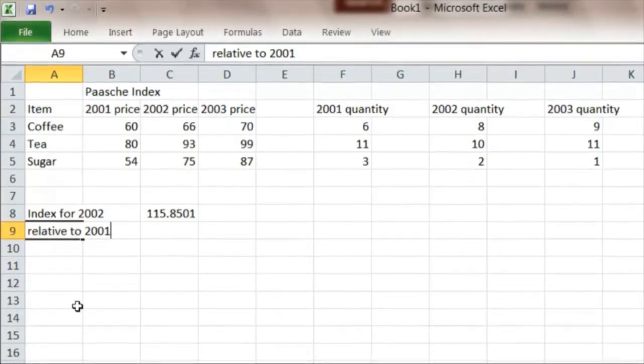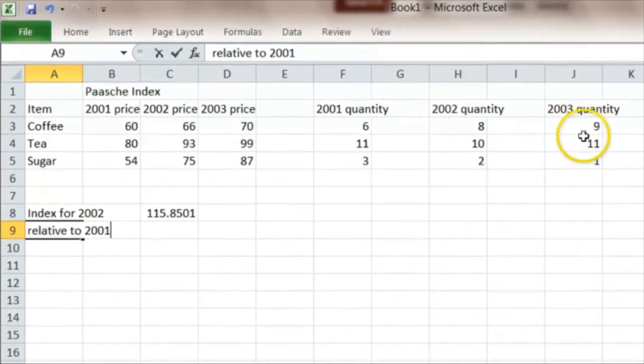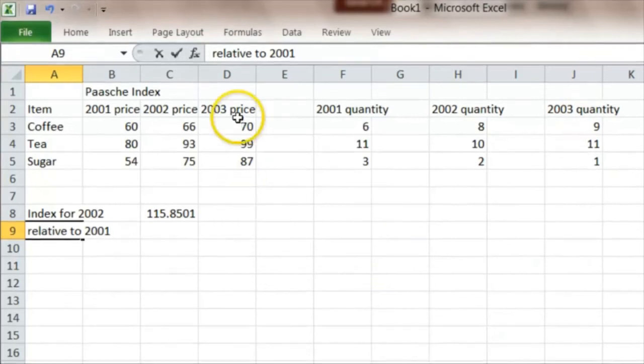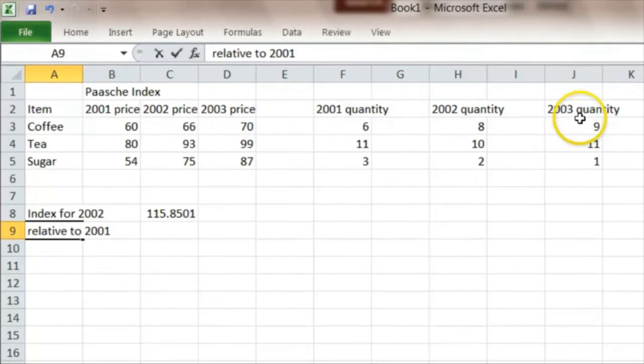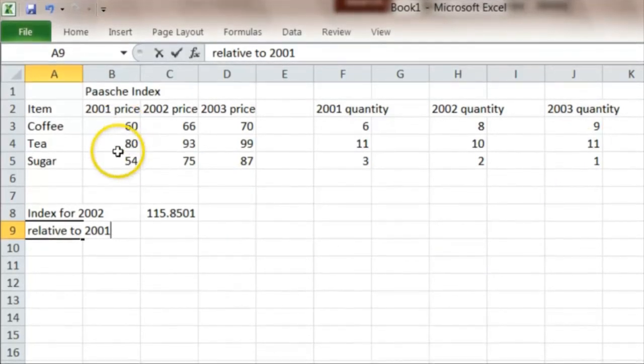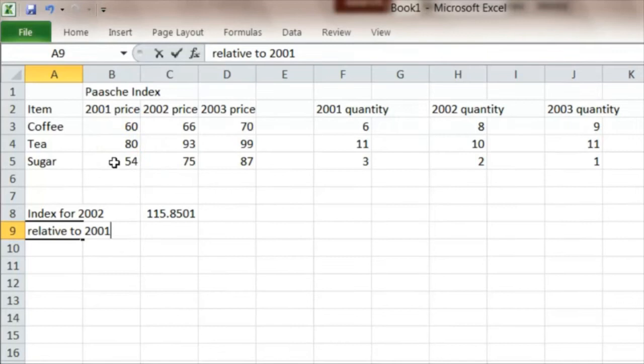So it depends on the year that you're looking at. And the problem with this method is that each time I want to work out a different year, I have to use its quantities. So if I wanted to work out the 2003 index, I'd have to use its quantities, multiplying the 2003 prices, divided by these quantities times the 2001 prices. So I don't get a fixed denominator. For each year's calculations, I've got to do a new denominator based on the new year's quantities.